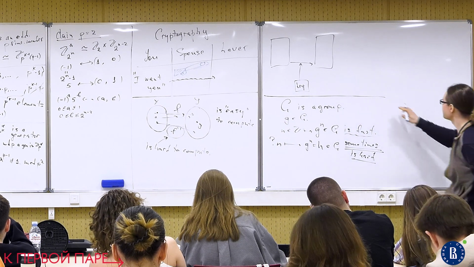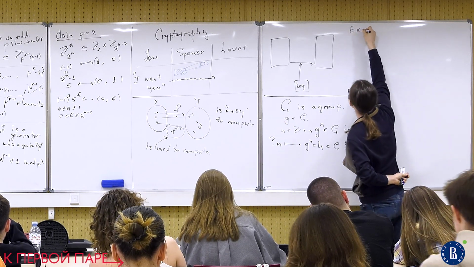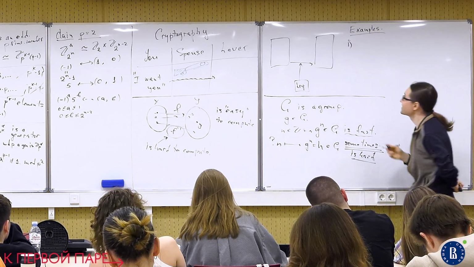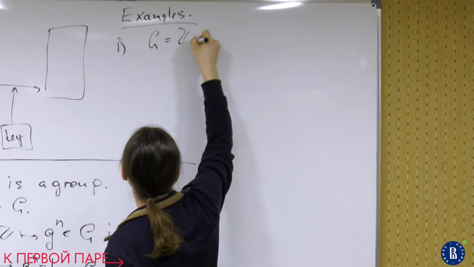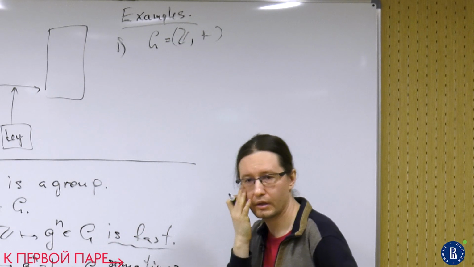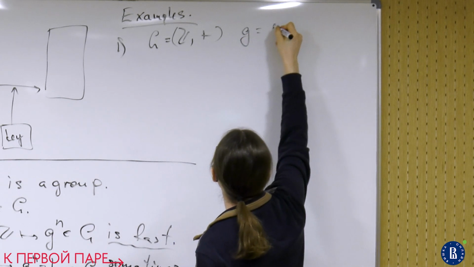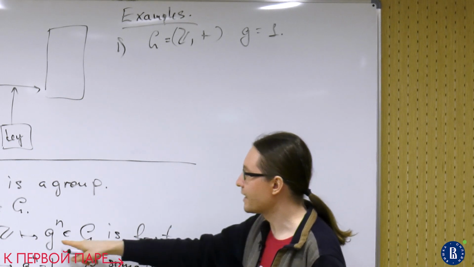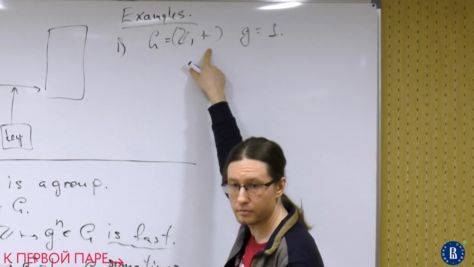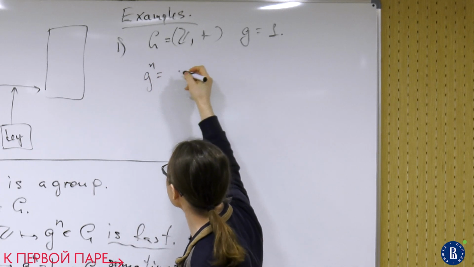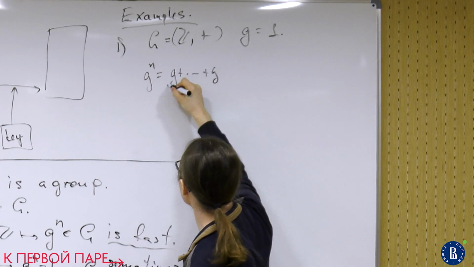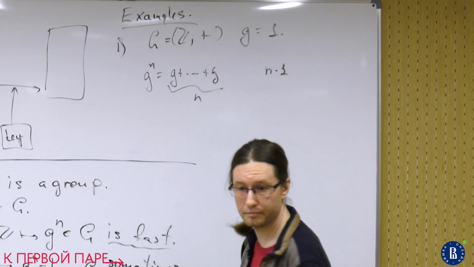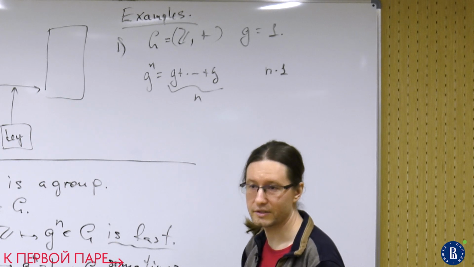Now, examples. Example number 1. Let's take G capital to be Z with addition, and g small is the element 1. What does it mean to raise an element to a power in this group? g to the n, by definition, is g plus g plus g, n times. So in our case, g to the n is just n times 1. It's easy to compute.